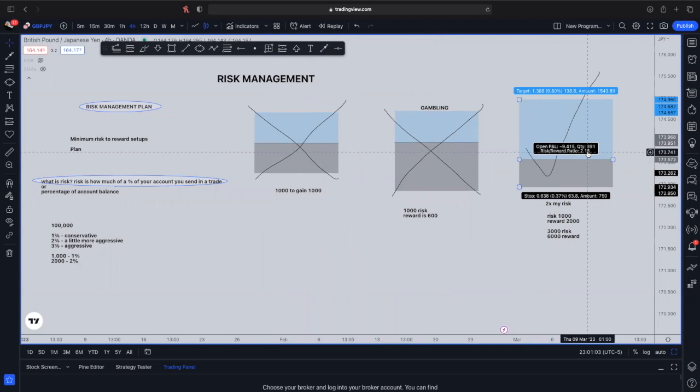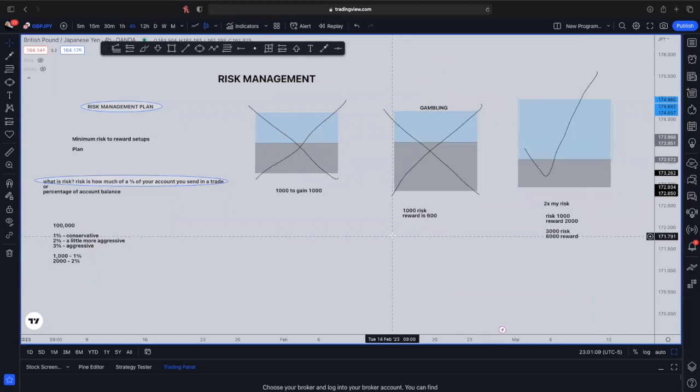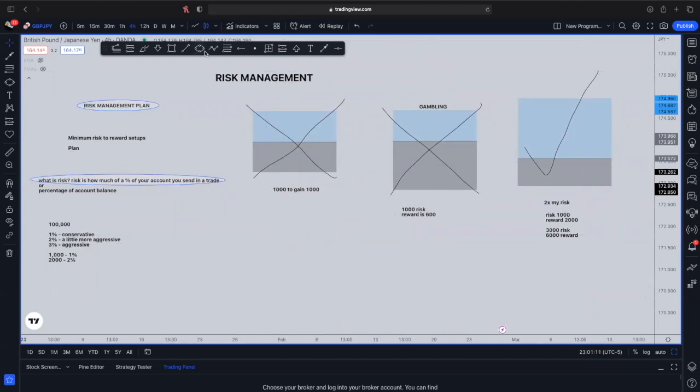2-to-ones are the way to go. And the reason why 2-to-ones and 3-to-ones are the way to go is because it's going to keep us profitable. And there's a reason why, and I'm going to show you guys that right now. So remember, the plan that we're going to stick to is risking 1 to 3% of an account.